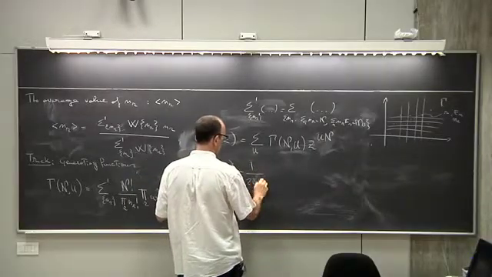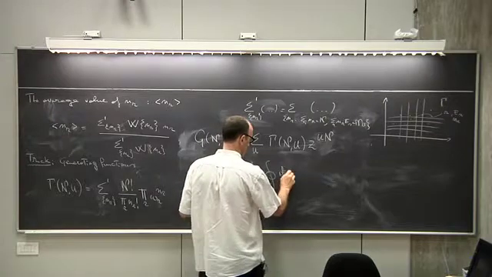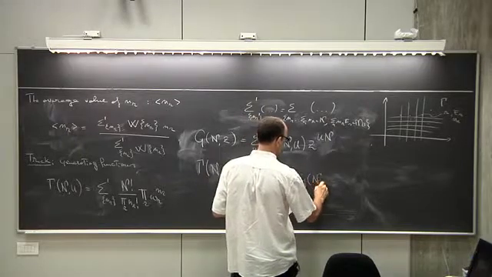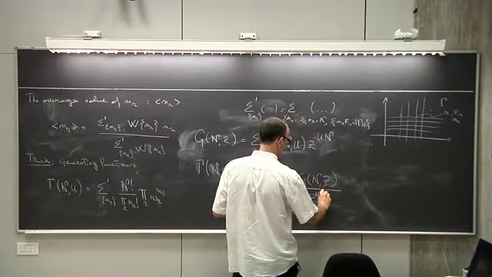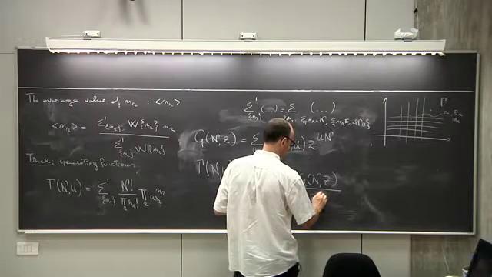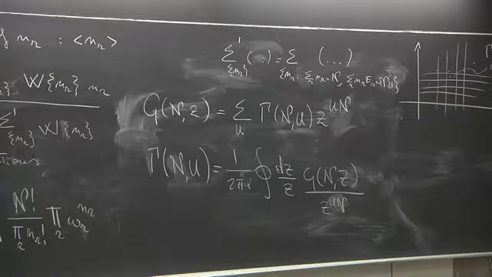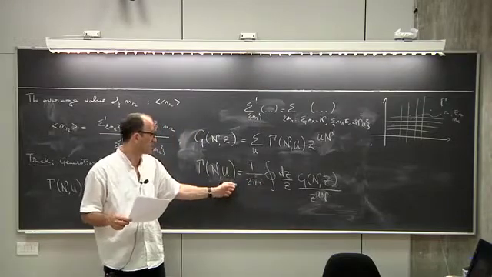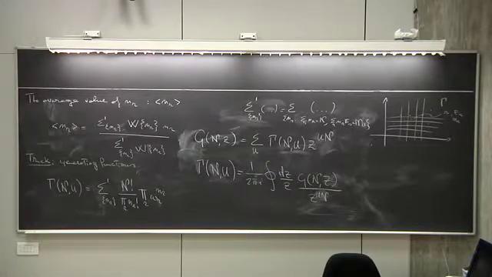which is 1 over 2 pi i, then an integral on the complex plane which encloses the origin of g of n and z, divided by z to the u times n. So what I will do in order to compute this is first to compute this, and then use this formula to compute the coefficient of z to the u times n of g. Is this clear?